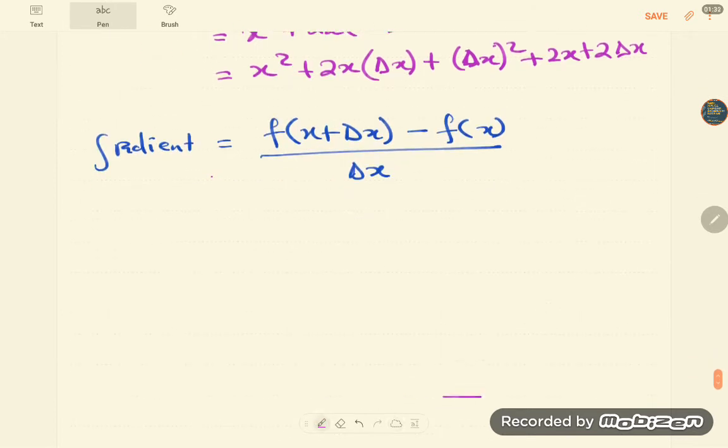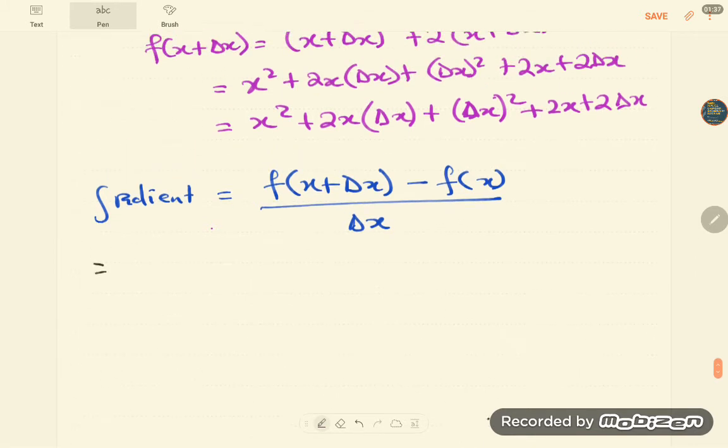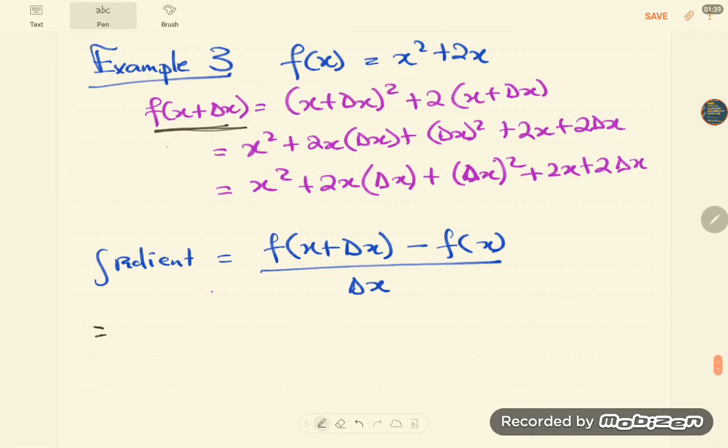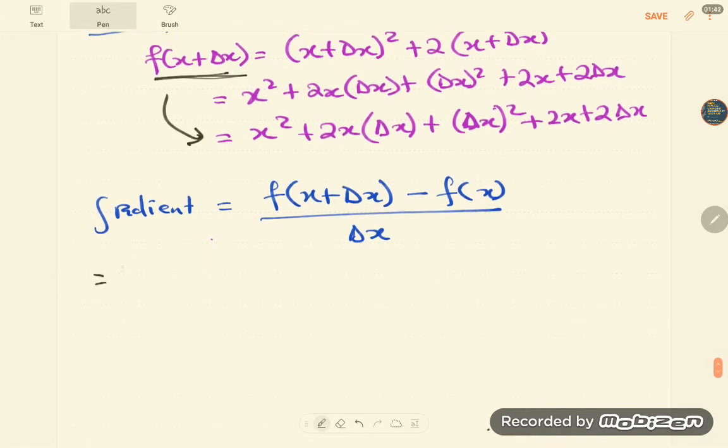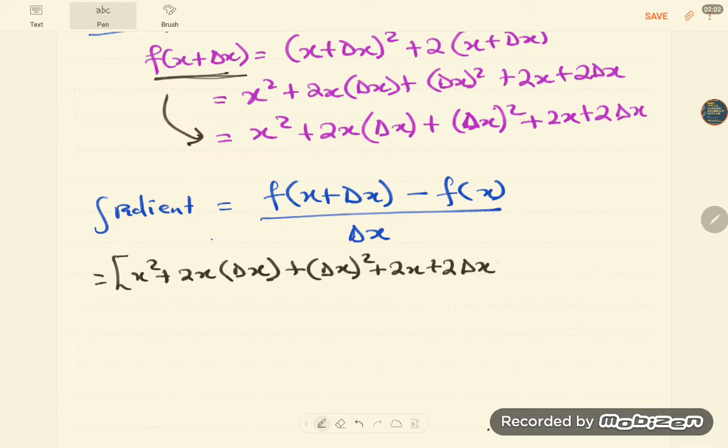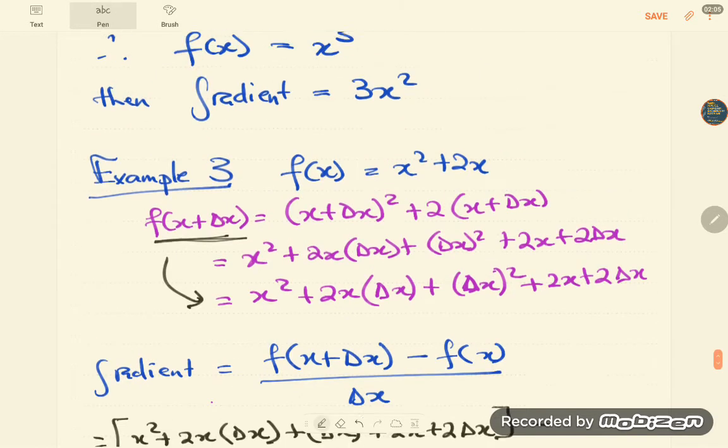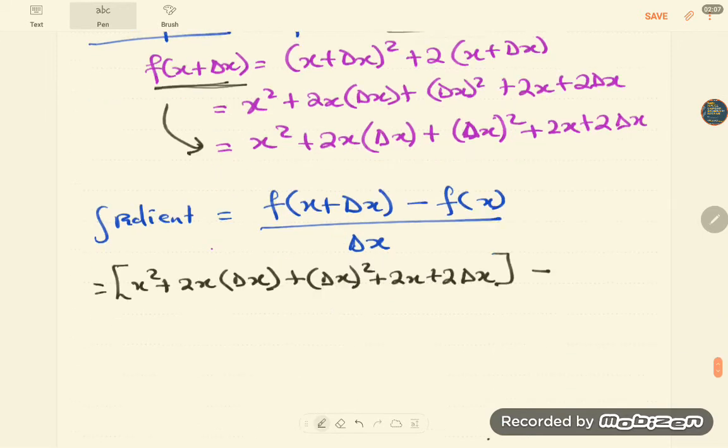Okay, use a different color. Okay, so our f of x plus delta is this one. I'm going to put that there. You have to be careful when the question gets longer like this, because it's very easy to make mistakes by forgetting something or changing something. Minus, what is our f of x that we began with? X squared plus 2x.